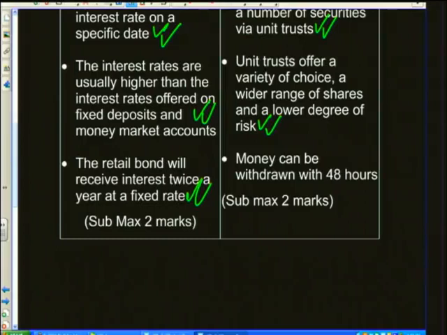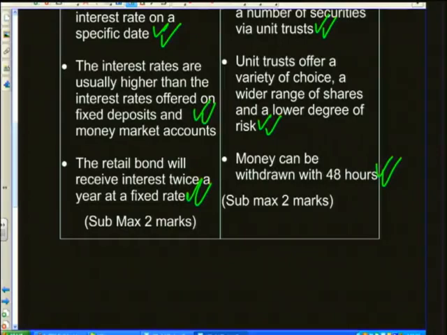Right. And money can be withdrawn in 48 hours. Right. That is a big thing there. If you want to take out your unit trust, you'll just phone your broker or contact your unit trust company directly and say, I'd like to withdraw money from my unit trust, and they'll take that money out of your unit trust, right, and you'll have it in your bank account within 48 hours.